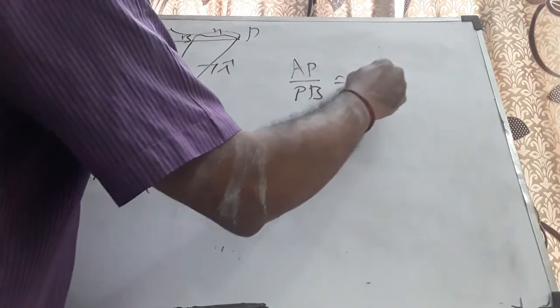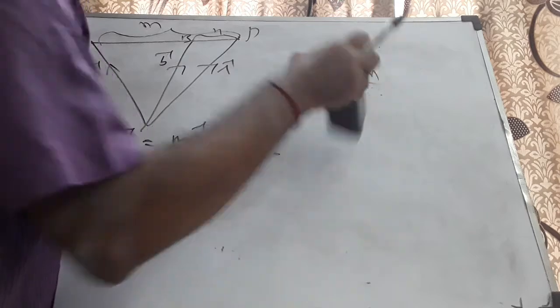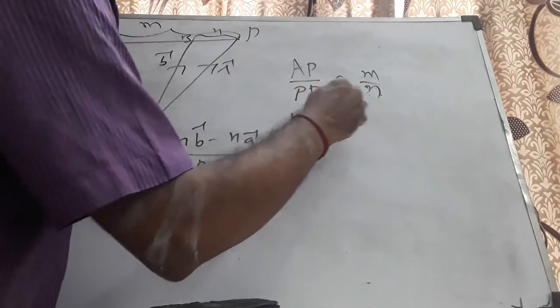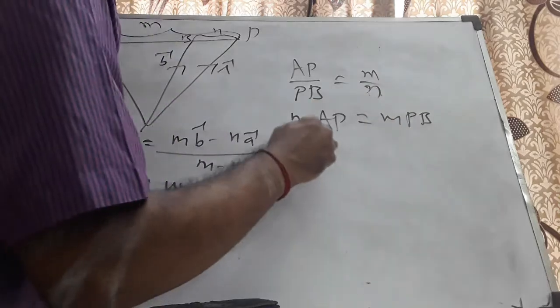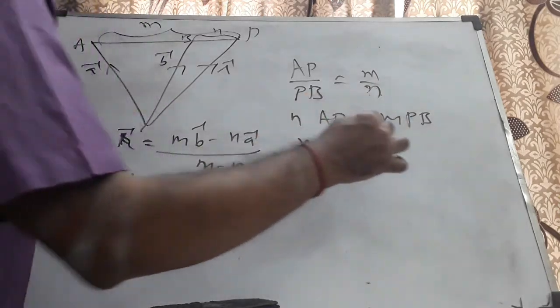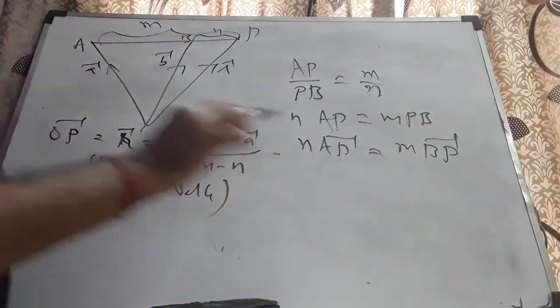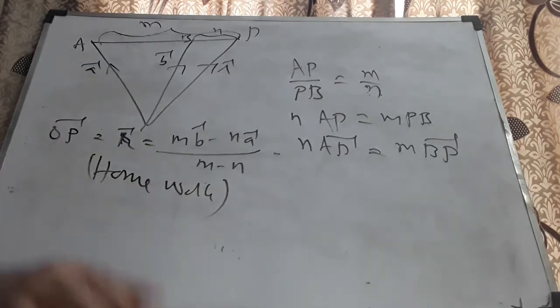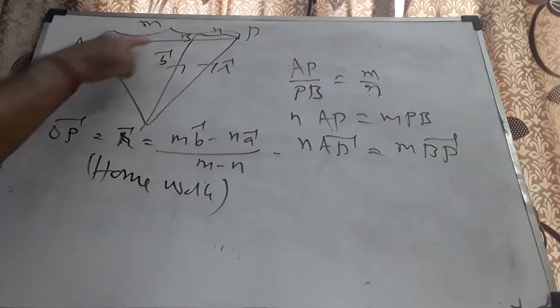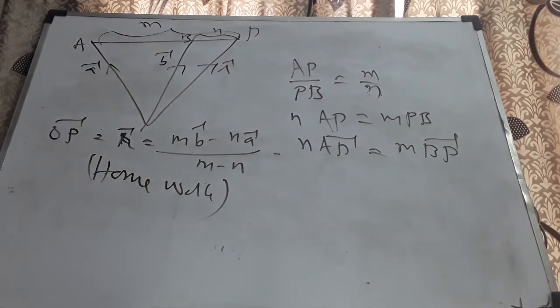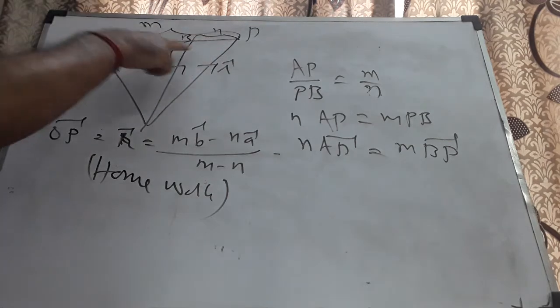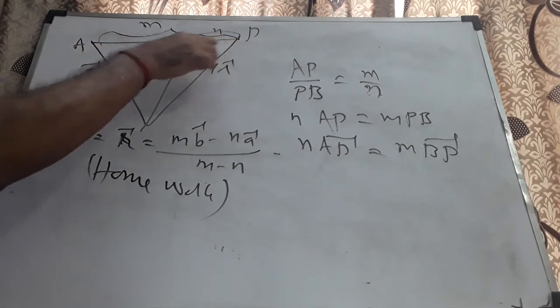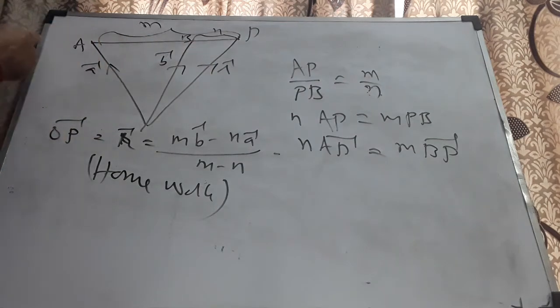AP by PB is equal to m by n. Therefore, cross multiply as usual: n AP is equal to m PB. The variation lies only here: n AP is equal to m BP vector, because as vectors I can equate only with the BP vector. Simplify this further as in the previous case and I'll get this formula. I repeat, if P divides AB externally in the ratio m is to n, as drawn in the diagram, if m is greater than n, P is to the right of B. If m is less than n, my P will be to the left of A. That you should anyway understand.